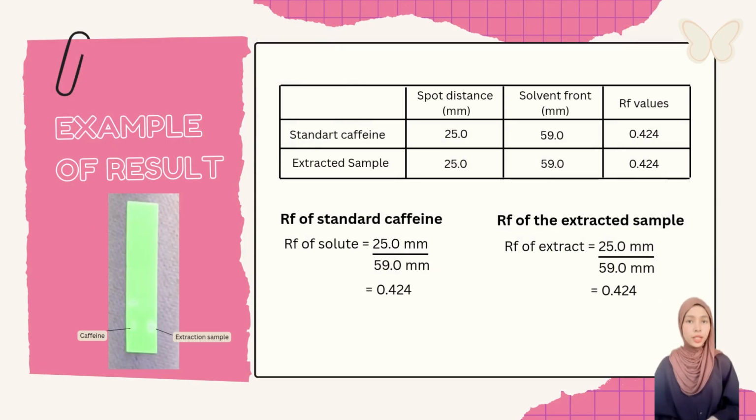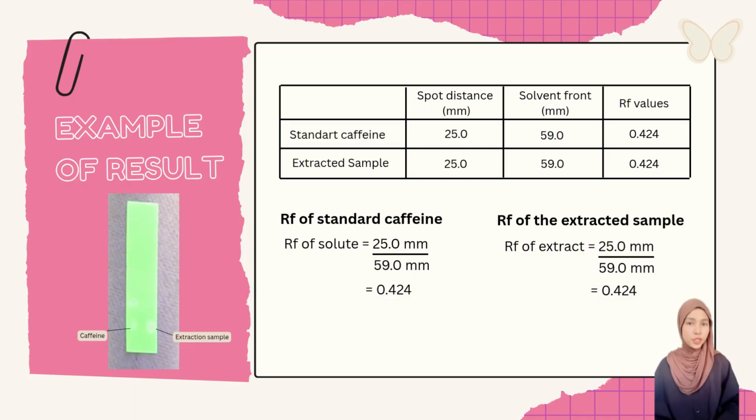Once we successfully isolated our crude crystals, the final step was to identify their identity. To do this, we used thin layer chromatography by comparing our extracted sample with a pure caffeine standard. As shown in the table, the solvent front traveled a total distance of 59.0 mm, while both spots migrated exactly 25 mm up the TLC plate.